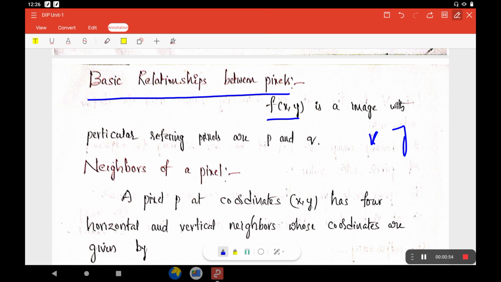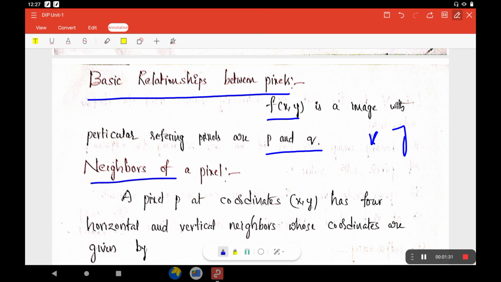In this relation, we will take two pixels. Those pixels can be represented as p and q, the names given to the pixels for the examples. So let us consider p and q are the two pixels. First of all, we have to define what is meant by neighboring pixels or neighbors of pixels. If p and q are two pixels and q is a neighbor of p, how can you define that relation? That is one of the most important things.